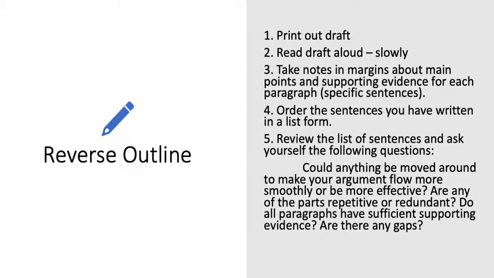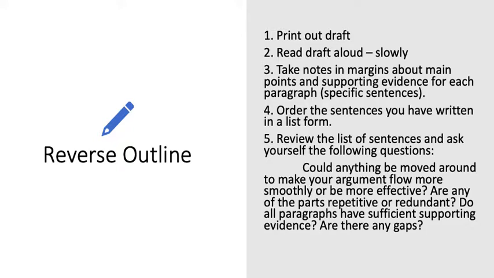While some writers write outlines as part of the pre-writing process, a reverse outline is actually composed after a first draft as a way to help a writer ensure their paper is organized in an effective way. Here's how it works. Part 1, print out your draft. Part 2, read it aloud slowly. Listen to the flow and how well the sentences and paragraphs flow from one to the next.